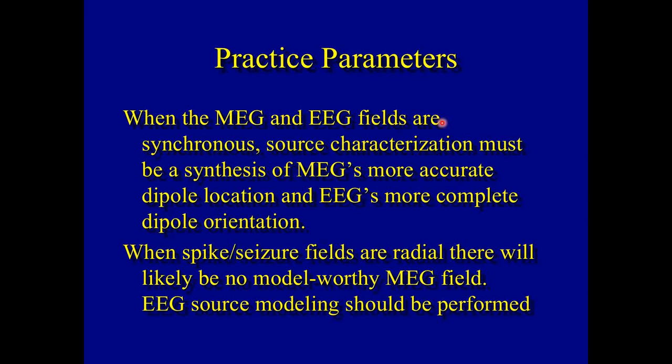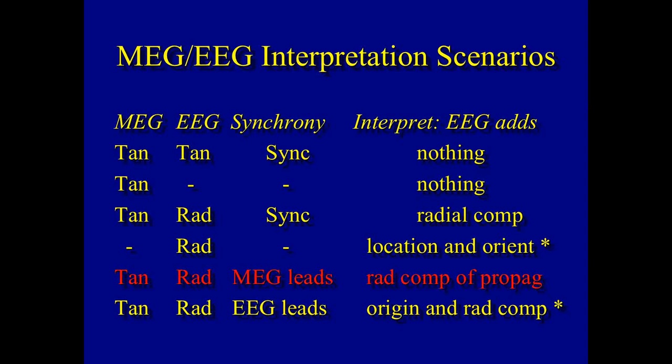So the bottom line is when the MEG and EEG fields are synchronous, then the characterization of the source is the synthesis of MEG's more accurate location and EEG's more complete dipole orientation information. But remember, if the fields are radial, there's likely to be no model-worthy MEG field, and EEG should be performed because it's what provides the information for you. If you didn't model the EEG, you'd essentially be throwing away this clinical information, which makes no sense.